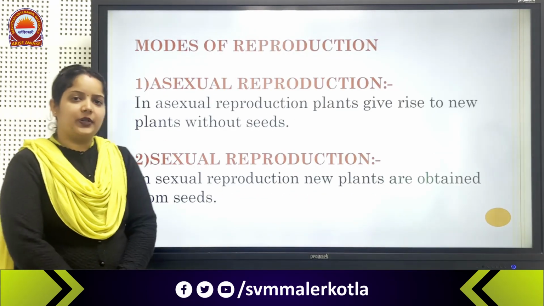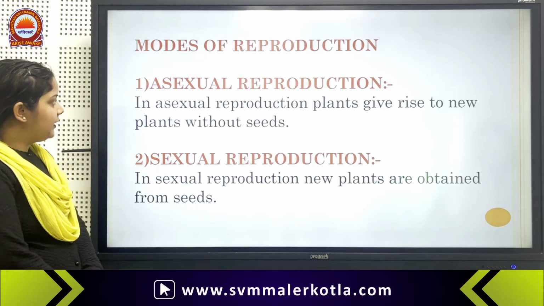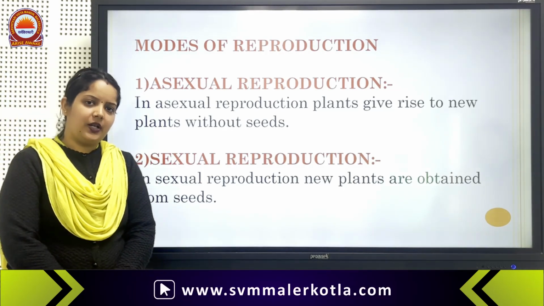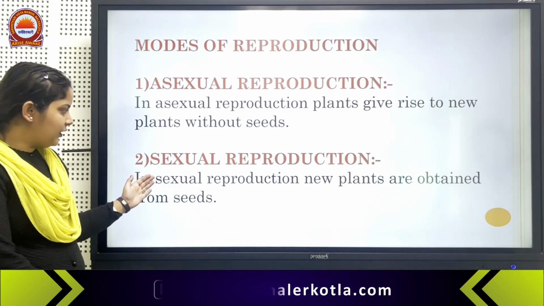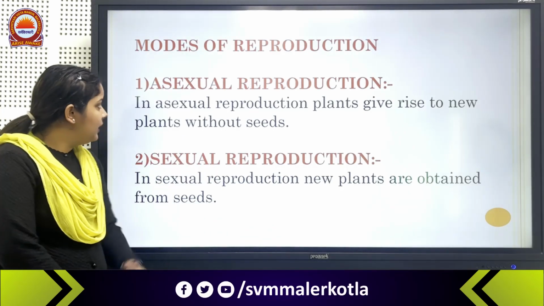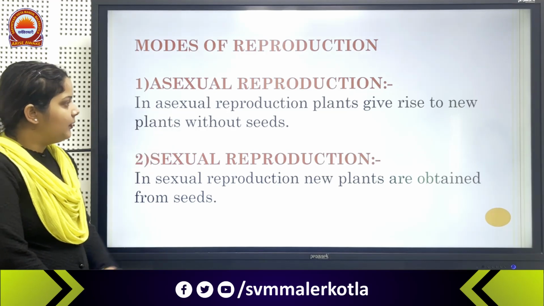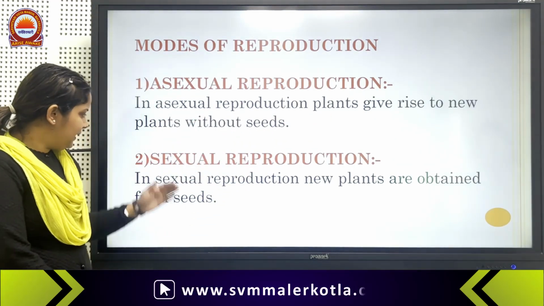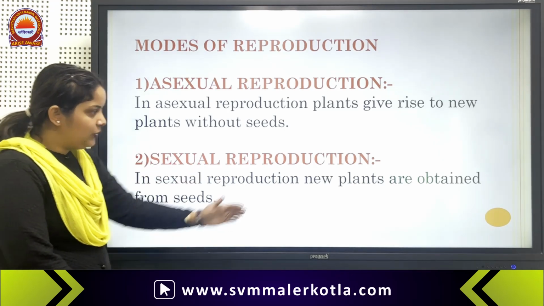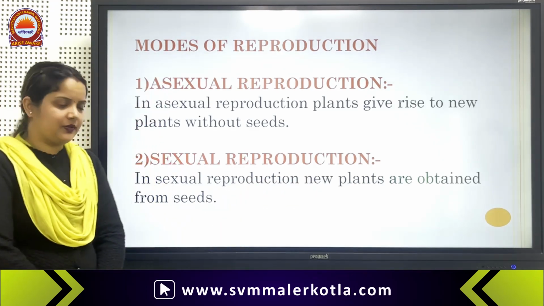Then modes of reproduction. There are two modes of reproduction in plants. The first one is asexual reproduction and the second one is sexual reproduction. In asexual reproduction, plants give rise to new plants without seeds. But in sexual reproduction, new plants are obtained from seeds.